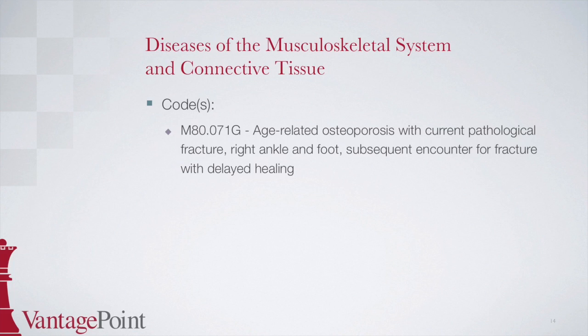M80.07 is for ankle and foot with options for right, left, and unspecified. Therefore, we are at M80.071 for right ankle, but the book indicates that a seventh character is required. Our seventh character options are in a box under category M80. Since documentation states that the fracture has delayed healing, a seventh character of G is appropriate.